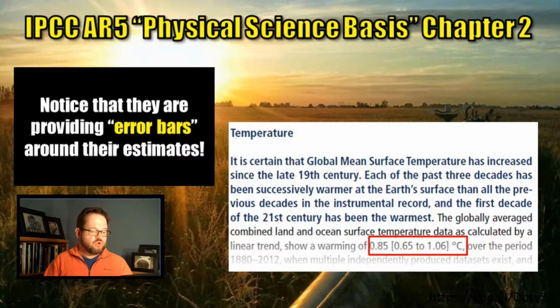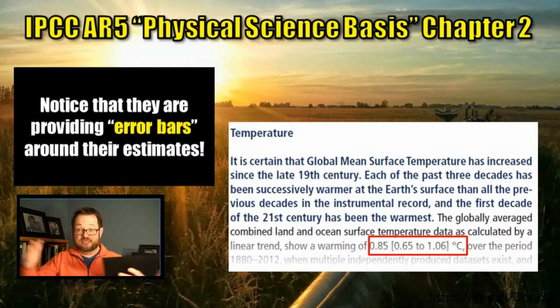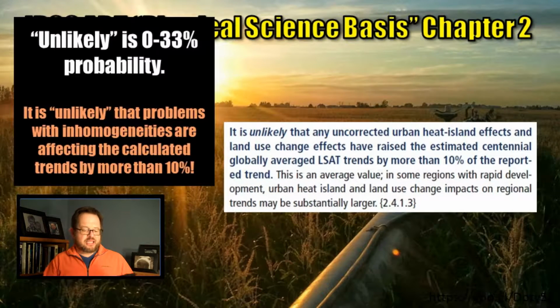Notice they actually provide error bars on their estimates. In their case, the globally combined land and sea surface temperature, as calculated by a linear trend, shows a warming of about 0.85 degrees Celsius over that period there. Again, using a different technique and so on. And notice they're actually providing the error bars. It's in that range. Notice another thing they say in that chapter. It is unlikely that any uncorrected urban heat island effect or land use changes effects have raised the estimated temperature by more than 10% of the report.